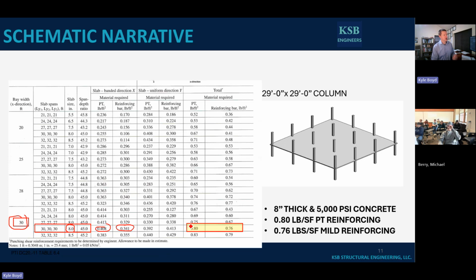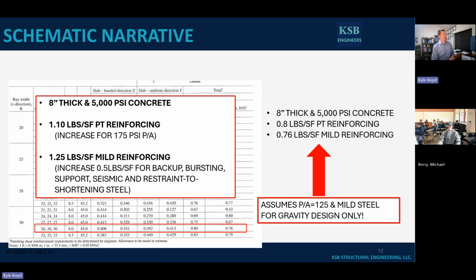So it's not very much. So what I do is I take that number and I juice it up a little bit. Because I know it's based off 125 PSI, I'm going to juice it up. We know it's a linear relationship. I'm going to go to my classic 175. So I'm going to increase that 0.8 pounds per square foot PT reinforcement to 1.1.